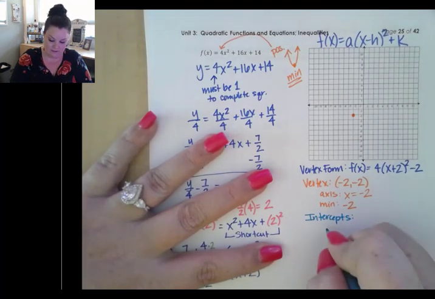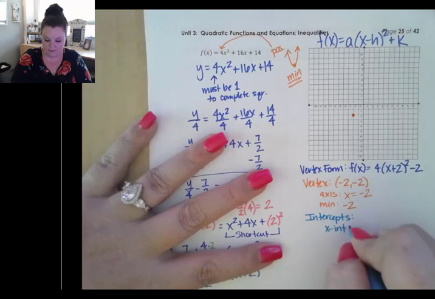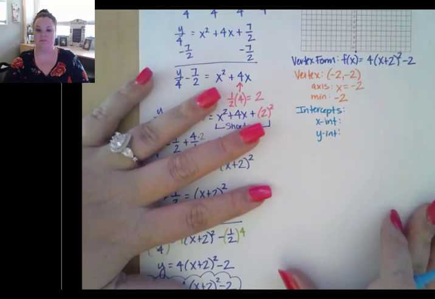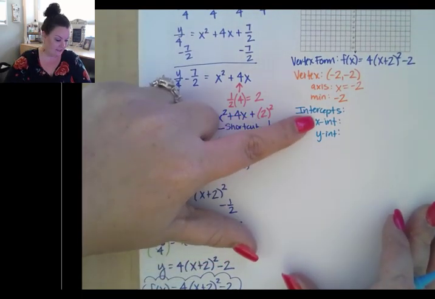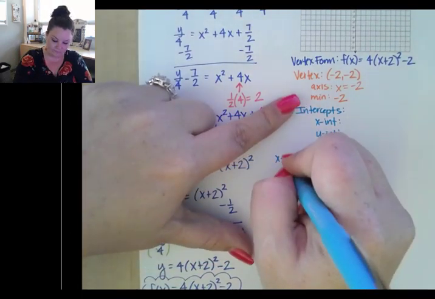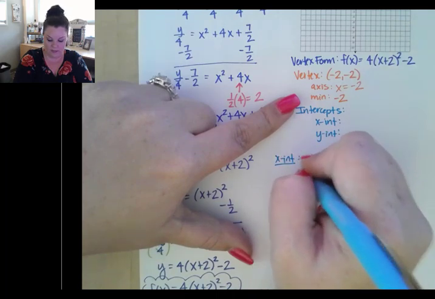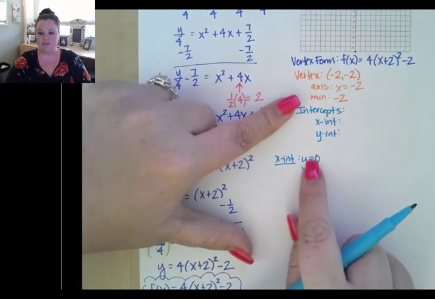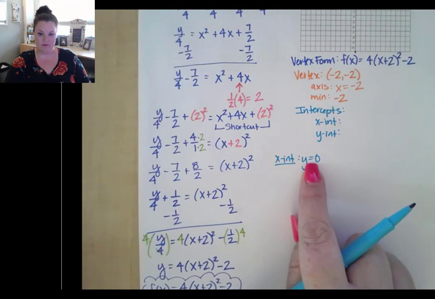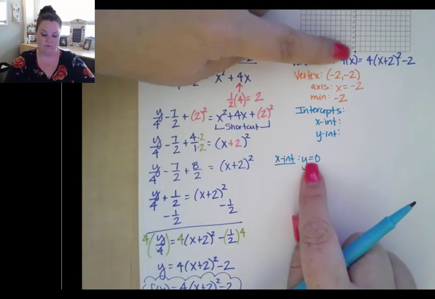Intercepts. So we have x-intercepts and we have y-intercepts. I'm going to go ahead and work it out down below. To find our x-intercept, we're going to let y equal 0. And I like to do this one with my vertex form, which is down here at the bottom of the page, or I have it written right here.